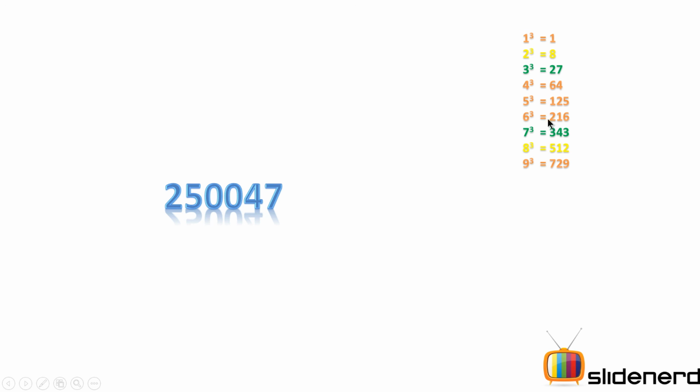Now if I look at the table, 250 lies between 6 cubed and 7 cubed, because it is greater than 216 but less than 343, that is 7 cubed. Since it is not crossing 343, we're going to consider 6 as the tens digit. So if I combine together, I have a 6 and I have a 3. So the answer is 63, which is the answer.